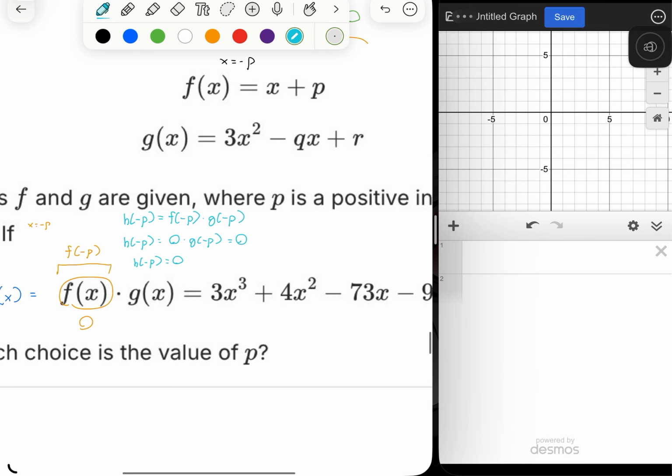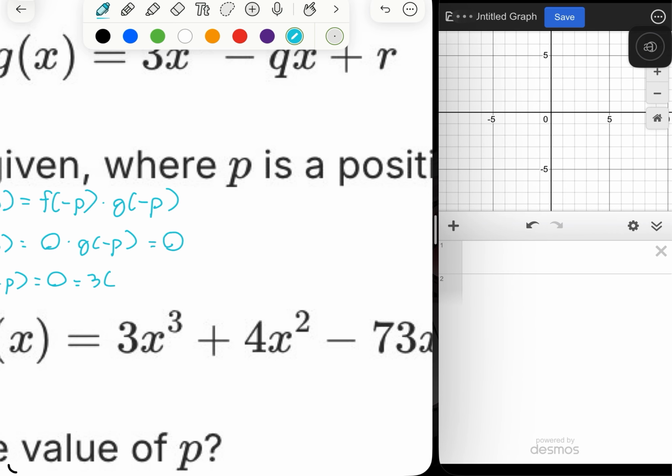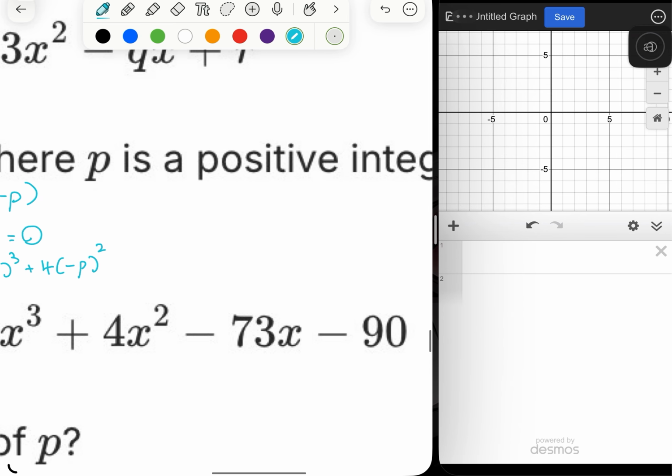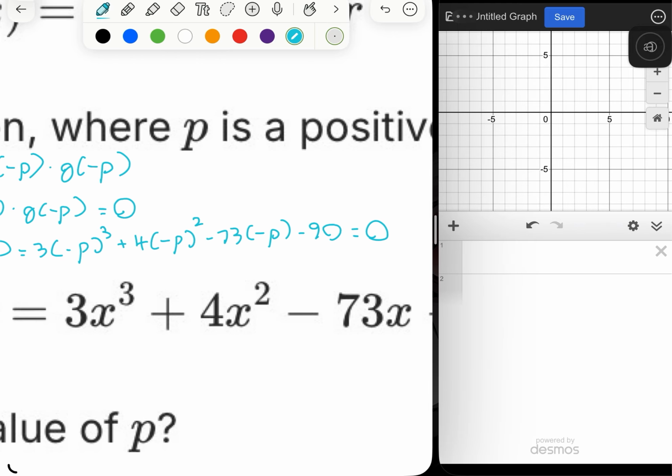So now, that means plug in negative p everywhere. So you have negative p cubed, and make sure you put parentheses, right? So that's what we get, and of course, all of this is equal to 0. So what you'll notice is that this equation here only has a p. So of course, if you use Desmos, we can actually find the value of p.